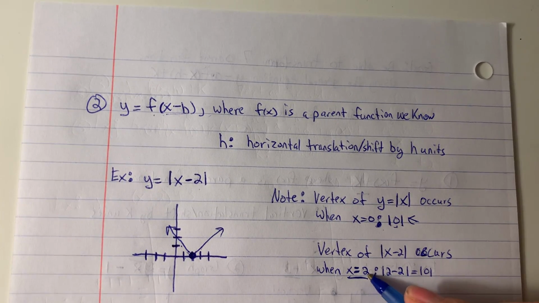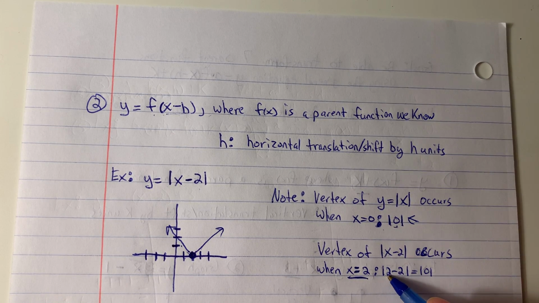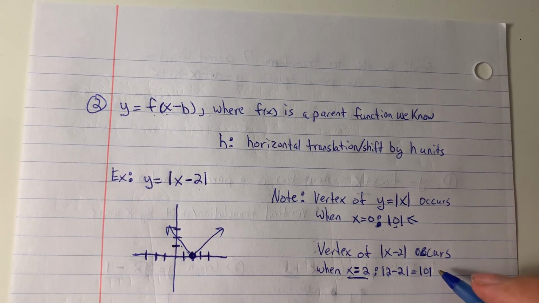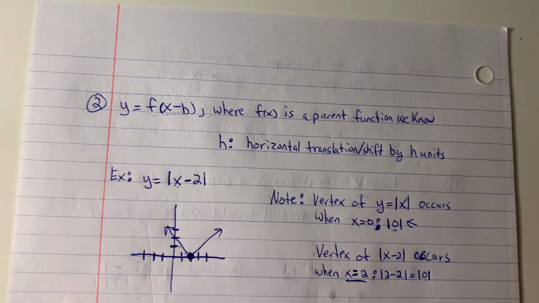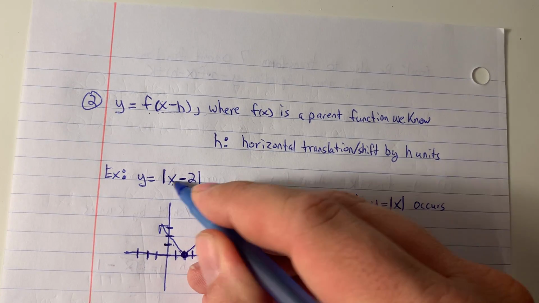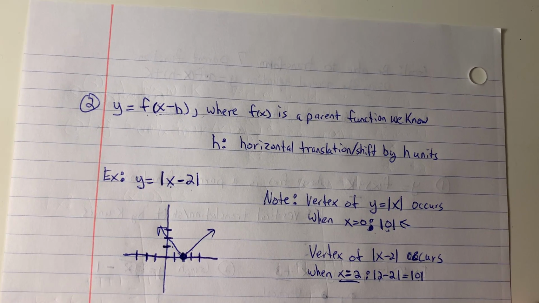And that's because when x is 2, 2 minus 2 is 0, so you'll be doing the absolute value of 0, which is where the vertex will occur. So x needs to be 2 to get you to where that function normally has the absolute value of 0. For all horizontal translations, it will be backwards from what you might think it would be.